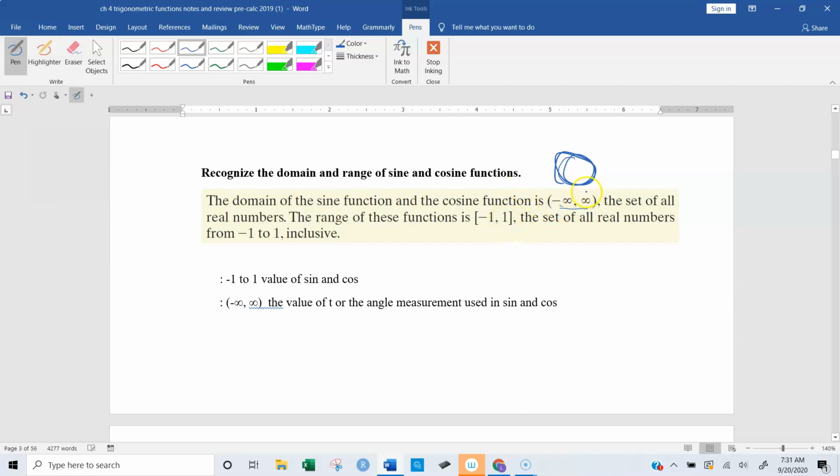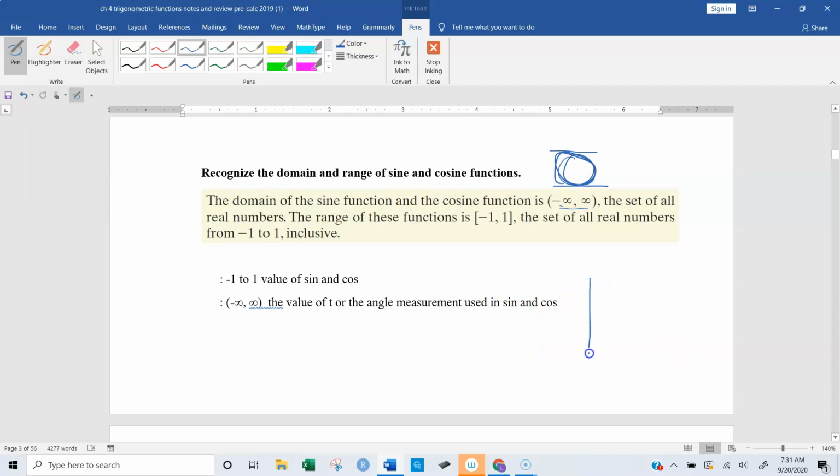But if you look at the range, the y value, my unit circle only goes from 1 to negative 1. That's as big as it will get. It will just keep oscillating in here. So my range is negative 1 to 1, and my domain is negative infinity to infinity. I hope that makes perfect sense to you. It will sooner or later.